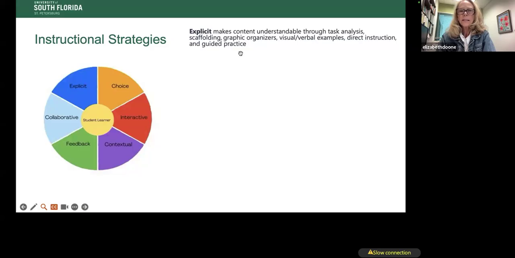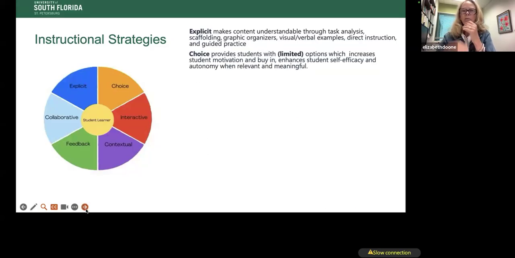The next is choice. Choice provides students with limited options. And the reason I said limited is because you're not going to say, okay, do whatever you want. You're going to say, okay, you have A, B, or C. These are your options, or you have a choice of topic. We're providing students with choice. And especially at the elementary level, we do very limited choice because we want to keep our students in the parameters of our lesson. But we understand when we provide our students with choice, it increases their motivation and buy-in. Oh my gosh, I get to choose what I do. The students get excited.